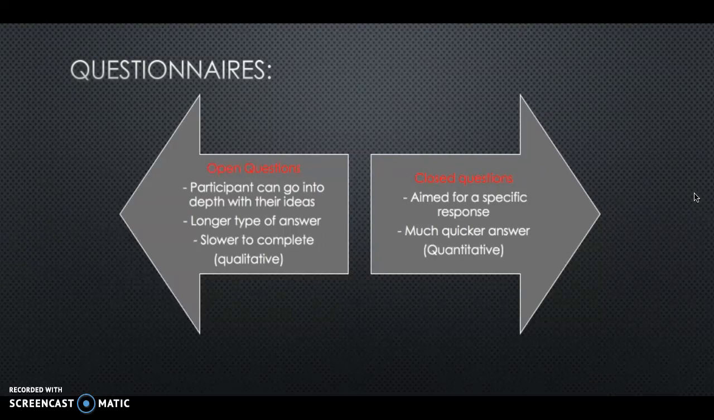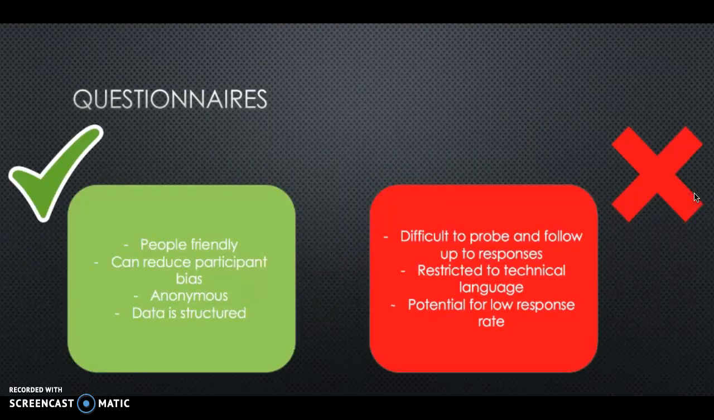When you're making a questionnaire, it's important to make sure you see what you want to find out and stay as objective as possible, and consider the language you use depending on who is answering, so you'd adapt it depending on who the questionnaire is for. Advantages are it's people friendly, can reduce participant bias, is anonymous and the data is structured. Disadvantages are it's difficult to probe and follow up responses, it's restricted to technical language and there's potential for a low response rate.